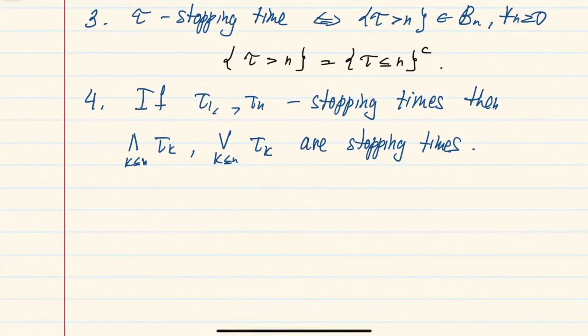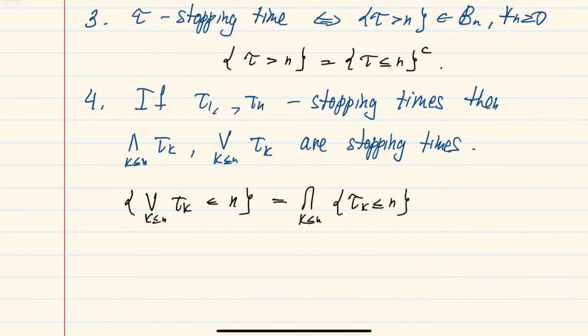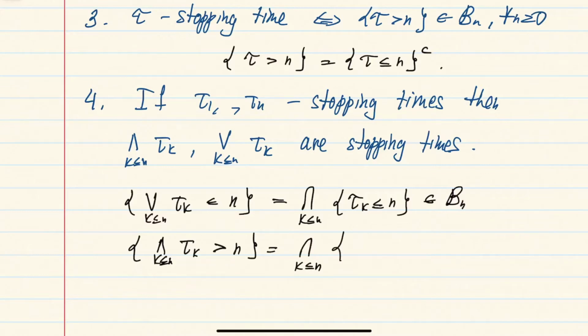And of course, how do you prove this? Well, for the maximum, you just check by definition that if the maximum is less than or equal to n, that means that each one is less than or equal to n. So it's just an intersection of the events that tau k is less than or equal to n. Each of these is in B_n by the definition of stopping time, so the intersection is also in B_n. And for the minimum, it's convenient to check the opposite inequality. The minimum is greater than n if and only if each of these tau k is greater than n. And now the intersection is in the sigma algebra, so you get that this is also a stopping time.